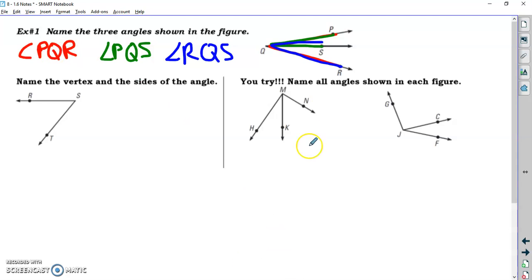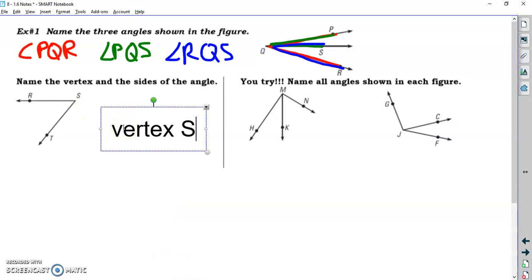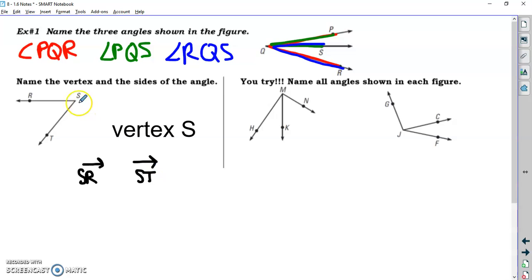Now, we can't name this angle Q at all, because if we say angle Q, we have no idea whether we're talking about this angle, or the whole angle. So name the vertex and the sides of the angle. So my vertex is S, and that's the endpoint. And then we have one side, which is ray SR. Notice that my endpoint comes first and it extends on forever towards R. And then we also have ray ST.